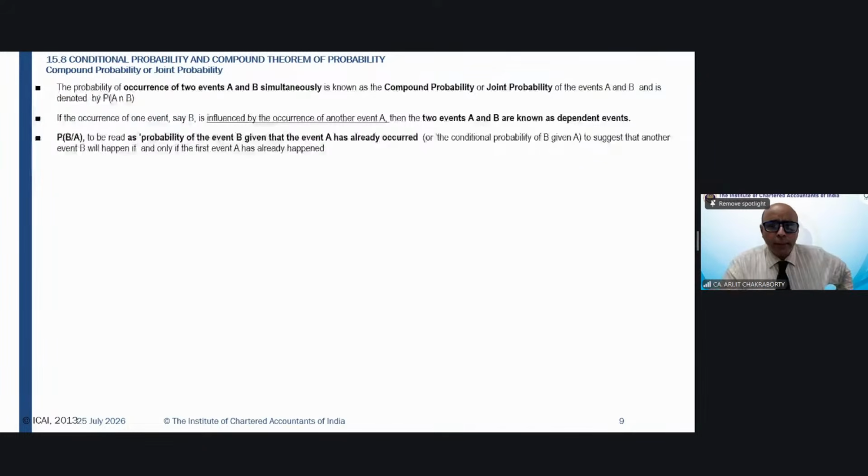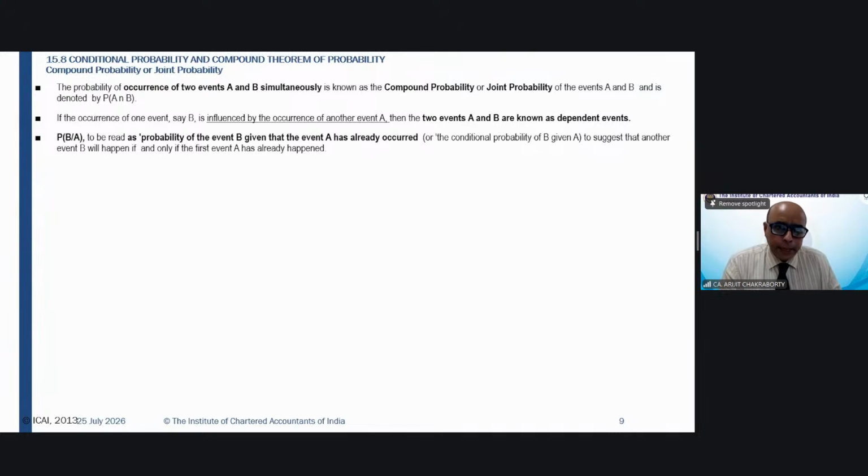For example, unless I'm able to qualify in the CA foundation exam, I cannot register for my CA intermediate course. So these are two incidents. Passing the CA foundation exam is a prerequisite for getting registered in the CA intermediate course.